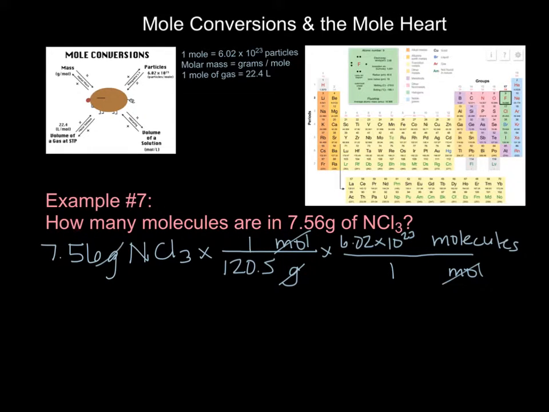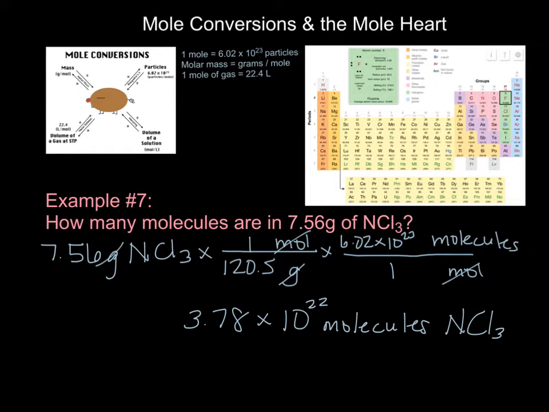So I'm going to take my 7.56 divided by my 120.5 times 6.02 times 10 to the 23rd. And I put that in my calculator and I get 3.78 times 10 to the 22nd molecules of nitrogen chloride. So there's 3.78 times 10 to the 22nd molecules of NCl3 in 7.56 grams of NCl3.